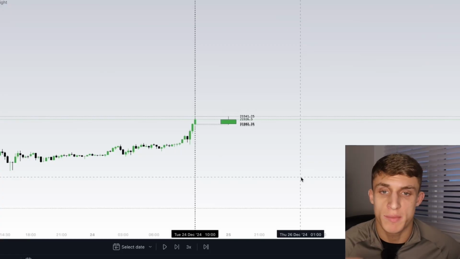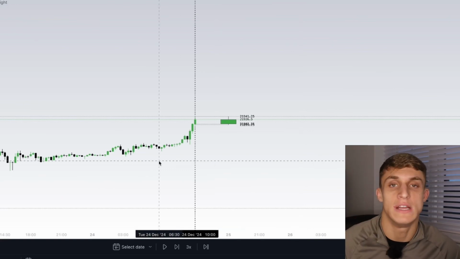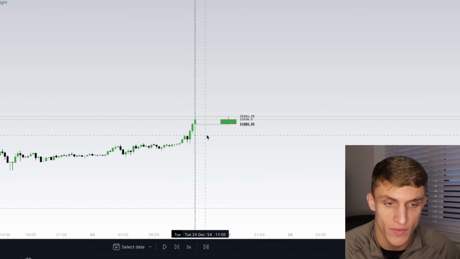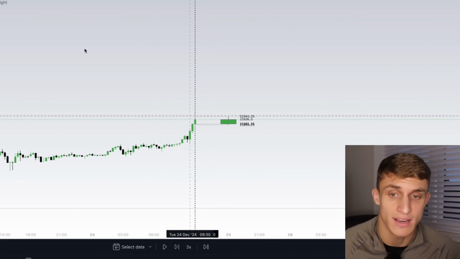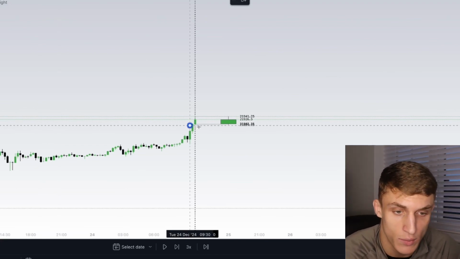So to begin this strategy, we want to be on the 15-minute time frame, and what we want to do is start at about 9:30 looking at the chart. 9:30 Eastern time, that is. And the reason for that is we want to spot a fair value gap that's occurred between 9:30 and 10. And luckily enough, in this example, we have exactly that.